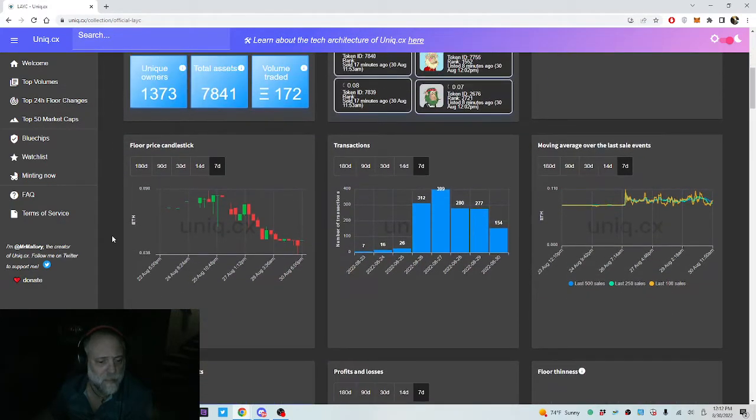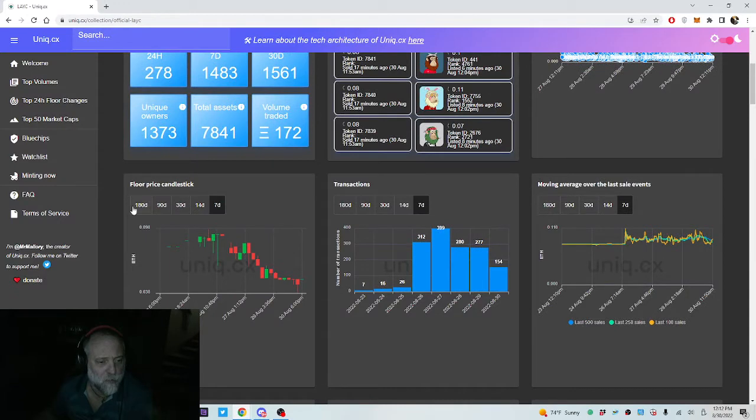Come down a little bit more and we check out floor price candlesticks. I like the fact that they're broken down into 6-month, 3-month, 1 month, half a month, and then 7-day. It makes it very nice because you can see how the floor moves on any given project, which, with this project still minting, this floor price is deceiving, like I said.